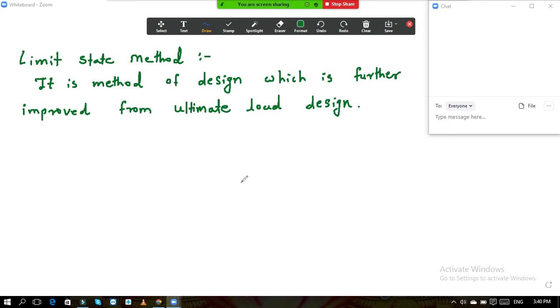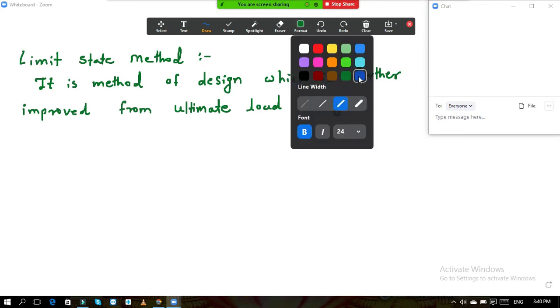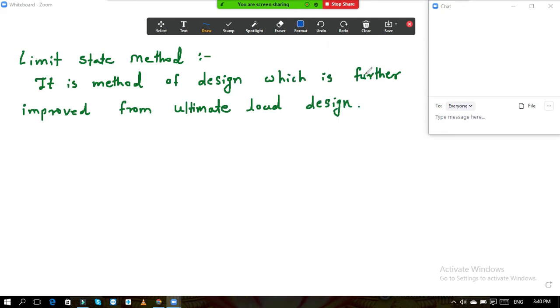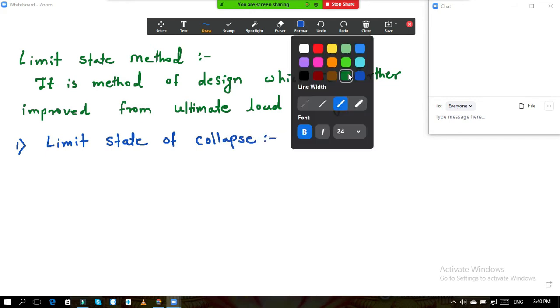So in short, we will look at the two types of limit state method, and those two types we have discussed in the last lecture, I think. So I have assumed that it is discussed in the last lecture. So limit state of collapse and limit state of serviceability. These are the two types. So first it is limit state of collapse.